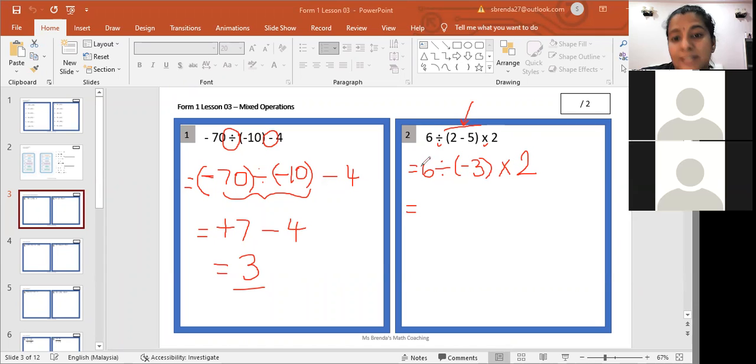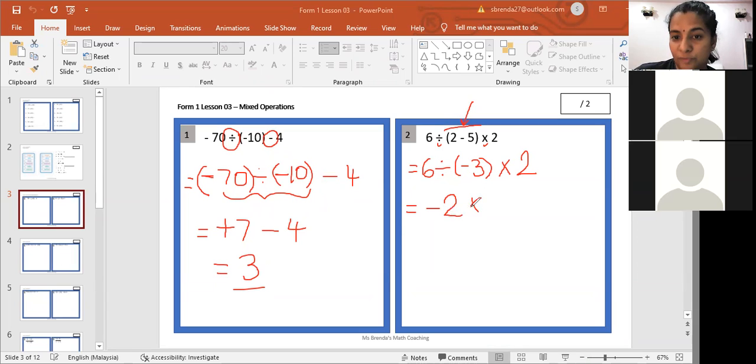Now, this 6 is a positive 6. This 3 is a negative 3. So what happens with positive and negative together? Your answer would be a negative. And what is the answer for 6 divided by 3? 2. So your answer for 6 divided by negative 3 will be negative 2.